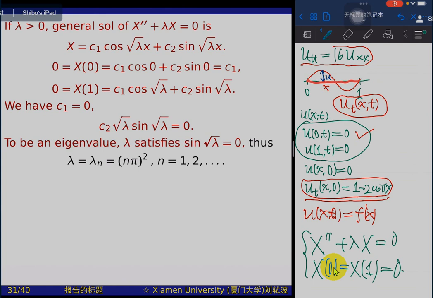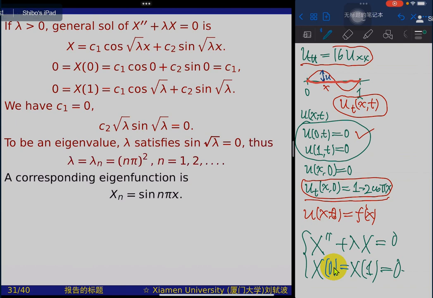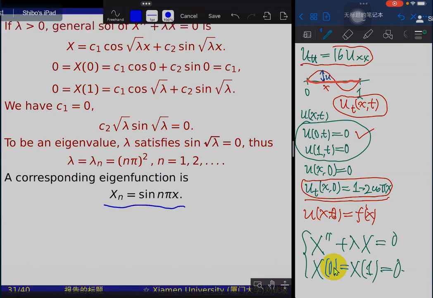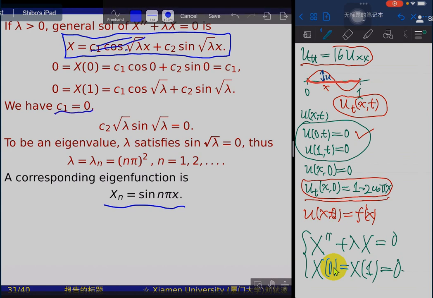Since we have a sequence of eigenvalues n pi squared, we denote them by lambda n, and the corresponding eigenfunction is this. Why is the eigenfunction sine n pi x? The general solution is a linear combination of cosine and sine, but C1 is zero, so the first term disappears. So your solution to the eigenvalue problem, that is the eigenfunction, is C2 sine square root of lambda x. Your solution is here.